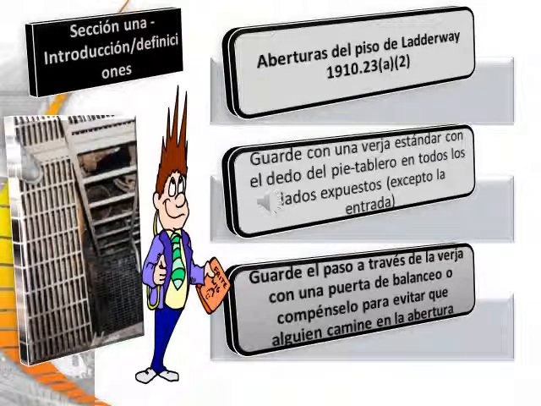OSHA defines ladderway floor openings under .23(a)(2), which states, guard with a standard railing with a toe board on all exposed sides. Guard the passage through the railing with a swinging gate or offset it to prevent someone from walking into the opening.